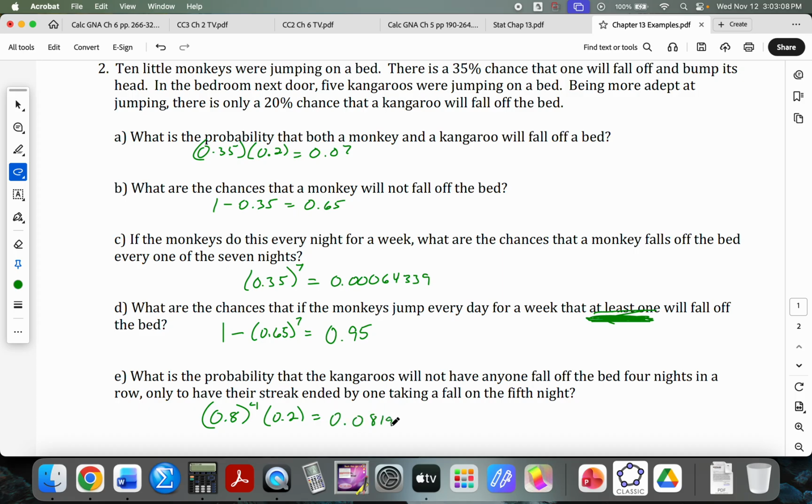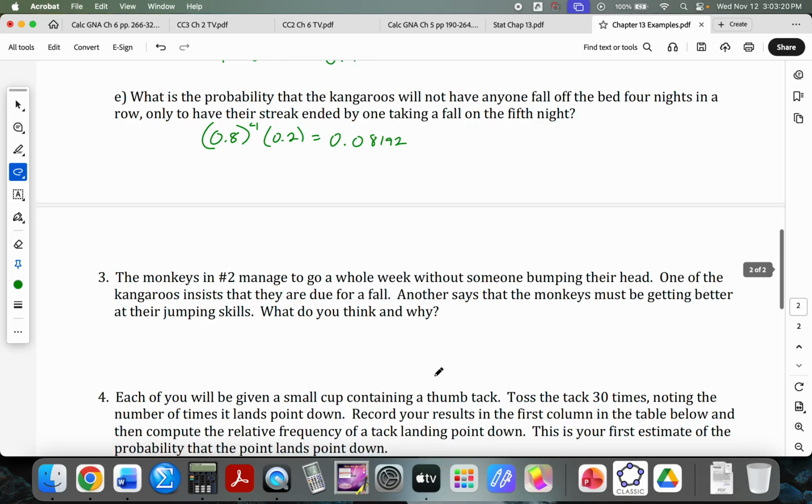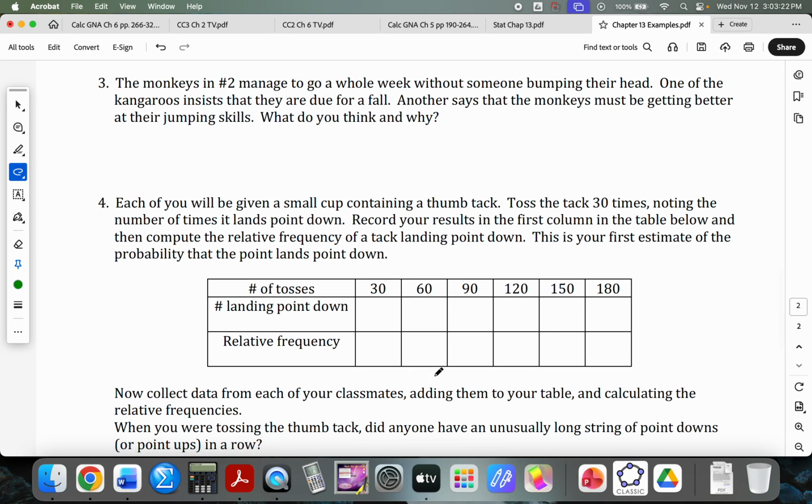0.08192. So a little less than a 10% chance. And they still fell off. The odds were in their favor. All right, let's go on to the back.